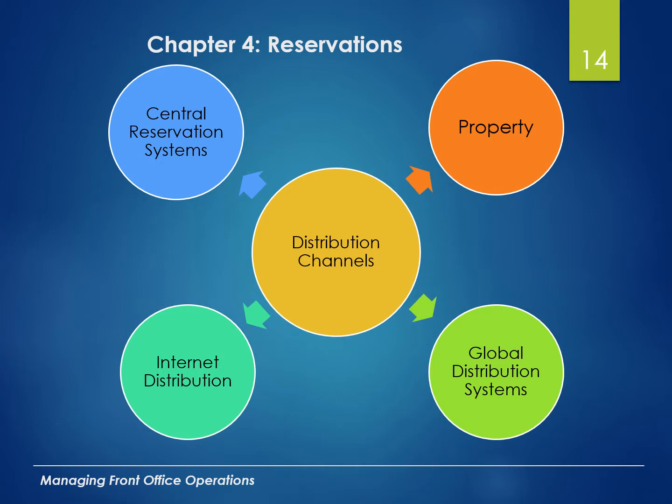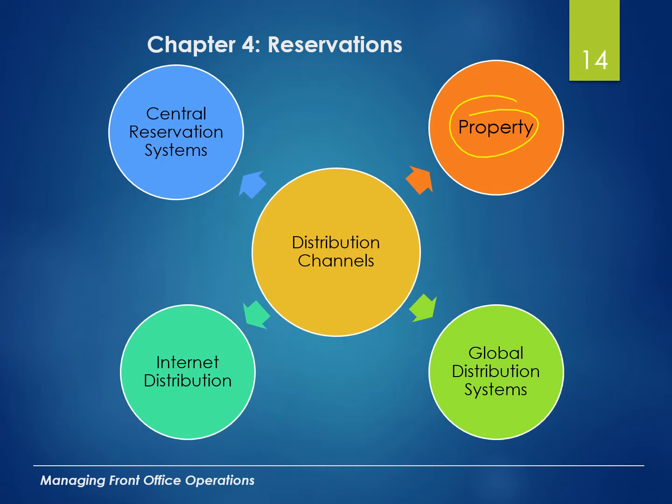All right, so different distribution channels. The distribution channels are essentially how we get our product, which is our hotel rooms, out to our guests, and how the guests can make reservations. If they call the hotel directly, then that's that property. They might go through our website. They might call us directly.